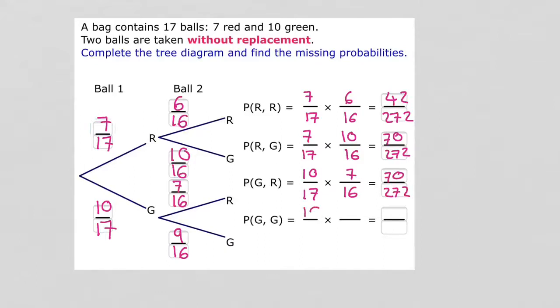And then the last one, 10 out of 17 and 9 out of 16. I'm not reducing these probabilities because in a bit I might want to add some of these together. It just makes it easier to leave them as they are. This will also add up to 1, because you've covered all 4 outcomes.